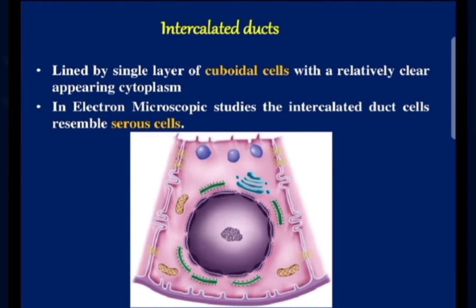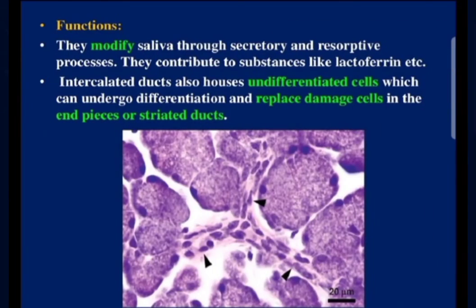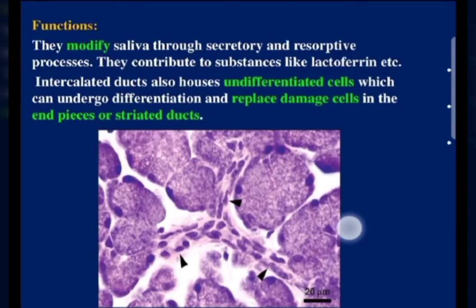Intercalated ducts are lined by a single layer of cuboidal cells with a relatively clear appearing cytoplasm. In electron microscope studies, the intercalated duct cells resemble the serous cells. You can see this is a very fascinating cell. Functions: they modify the saliva through secretory and resorptive processes. They contribute substances like lactoferrin. Intercalated ducts also house undifferentiated cells which can undergo differentiation and replace the damaged cells in the end pieces of the striated ducts.